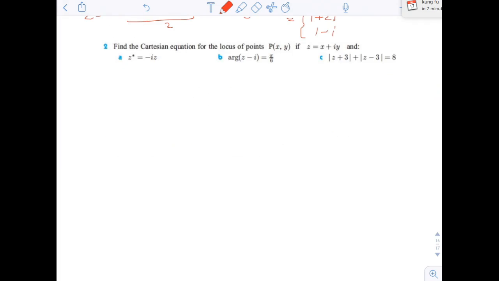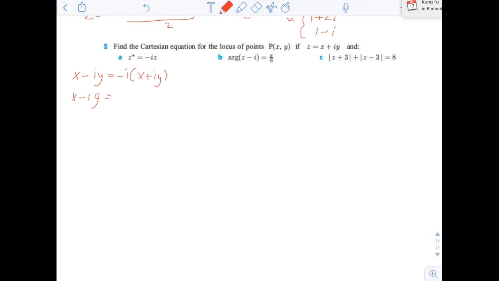Find the Cartesian equation for the locus of points P of x comma y if z equals x plus iy and z conjugate equals minus iz. Okay, so instead of z conjugate, we'll write x minus iy because that's the conjugate of z. And for the other one, we'll write negative i times x plus iy. And then we'll multiply out the second one.